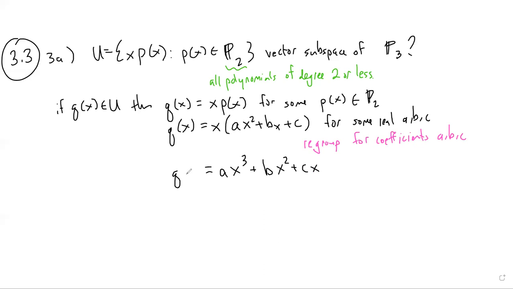And if you actually see this, you can see that q of x is any combination like this, which does basically mean that it's being described as being in the span of, well, essentially x cubed, x squared, and x. So this actually tells us U is the span of x cubed, x squared, and x. And since it is a spanning set, we can say that yes, it is a vector subspace of P3.